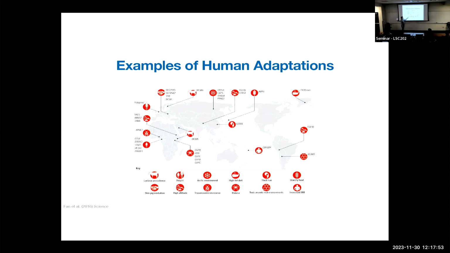And the other interesting thing is that this type of event, natural selection, affects many different phenotypes, or types of phenotypes, let's say. So lactase persistence, diet, height, Arctic environment in general, again diet, high-fat diet, thick hair. And then there is something here about immunology, right? Trypanosome resistance and malaria, for example. More stuff related to diet, starchy food, and so on. So we start to see some patterns here.